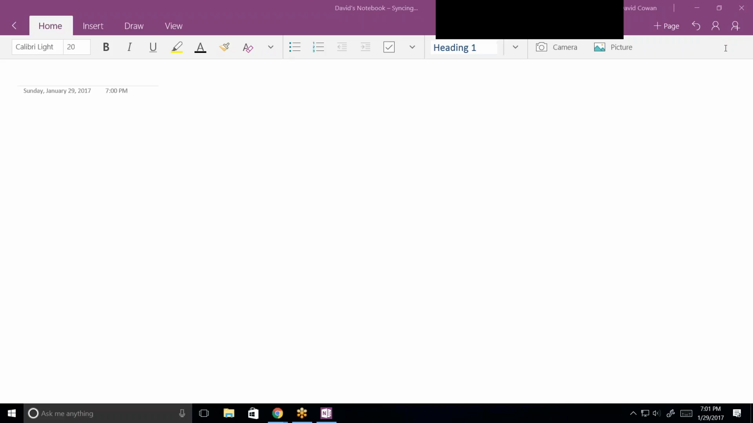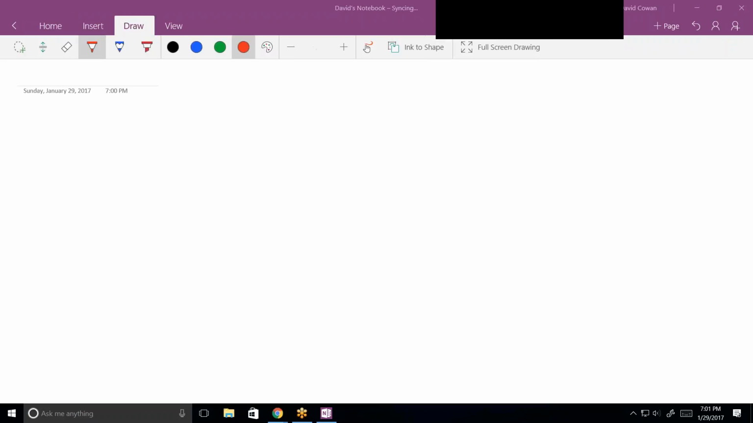So the first one, the directions are: use the fact that the trigonometric functions are periodic to find the value of each expression. Do not use a calculator. The first problem is cosine of 420 degrees.